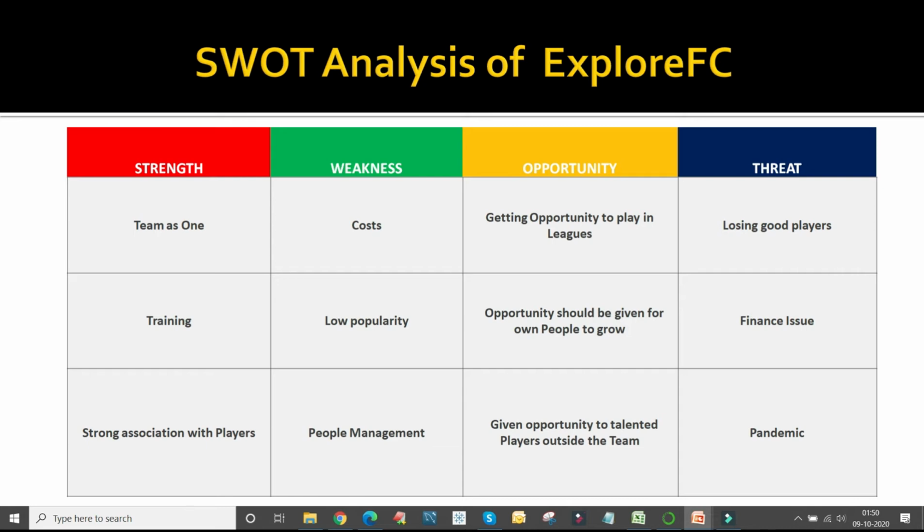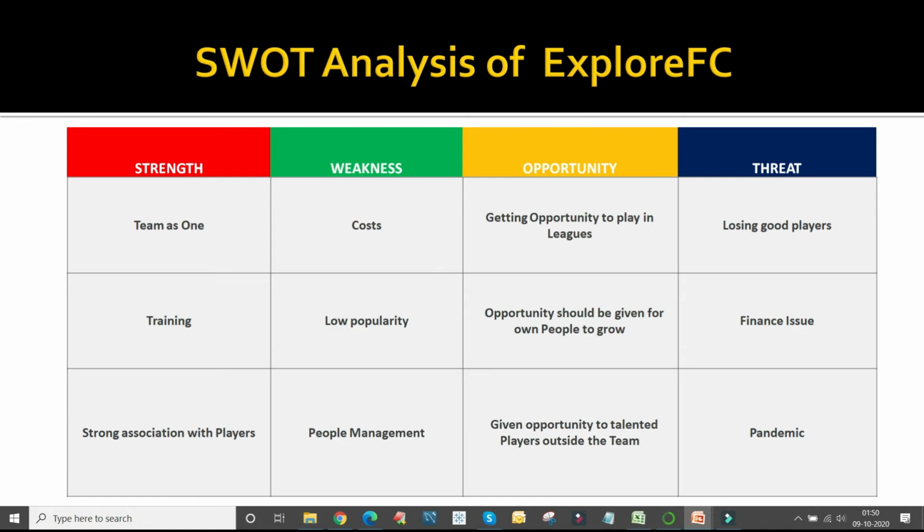So I can define my strengths. This team has good unity, they have very good bonding, they understand each other, so that's our strength. Training happens in a very nice way, the training staff and everything is very organized, and they are all very good at training, so everything is executed in a well defined way. Those are the strengths. The next one is they have a good link up, a strong association, the bonding I just discussed in point one, as one team. So these are the strengths of Explore FC.